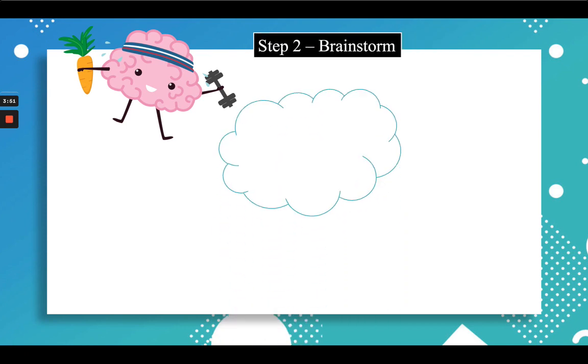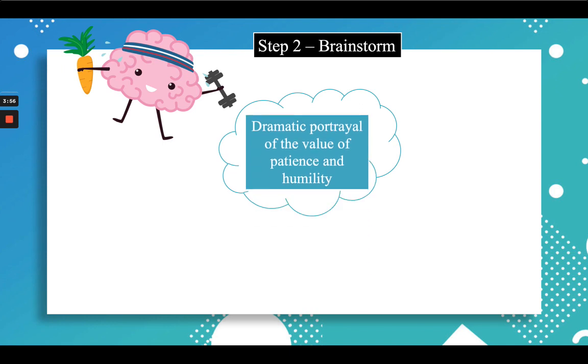This is my favorite technique. I like to draw a cloud and put my theme in the middle. So we're looking at the dramatic portrayal of the value of patience and humility. And then I will write my ideas all around. So first, the character that I'm going with is Goja. Goja is neither patient nor humble, right? And I want to focus on patience because it did tell us we should choose either patience or humility. So I'm going to go with patience.